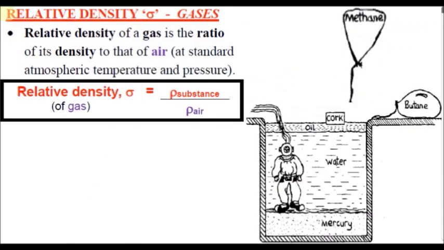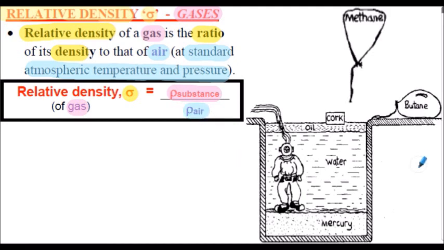Let's consider relative density, symbol lowercase sigma, for gases. So the relative density of a gas is the ratio of its density to that of air at standard atmospheric temperature and pressure. So relative density sigma of a gas is the density of our substance, gas in this case, divided by the density of air.